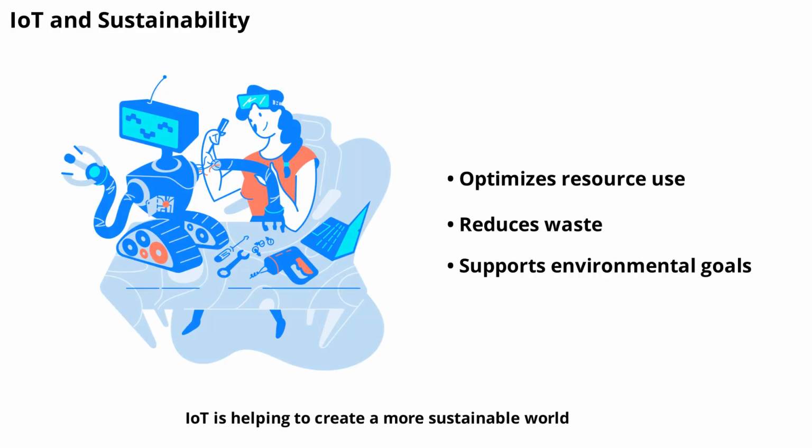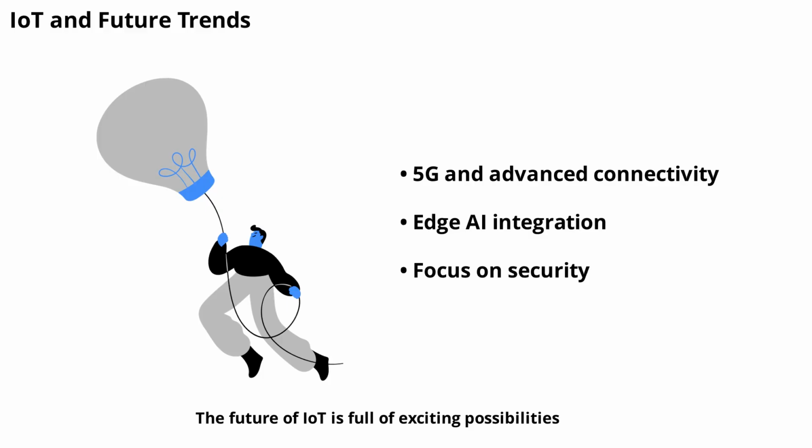IoT is helping to create a more sustainable world. By optimizing resource use, reducing waste, and enabling renewable energy integration, IoT solutions support environmental goals. Smart grids, precision agriculture, and efficient transportation systems are just a few examples of how IoT is making a positive impact on the planet.